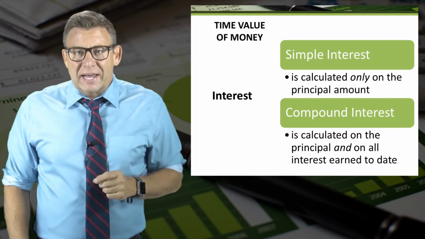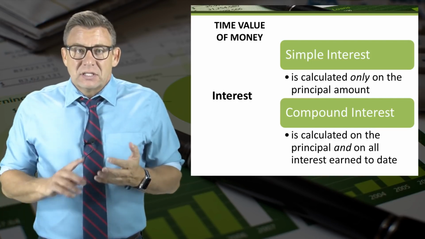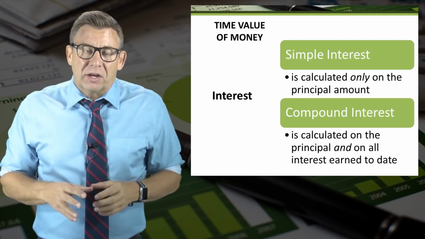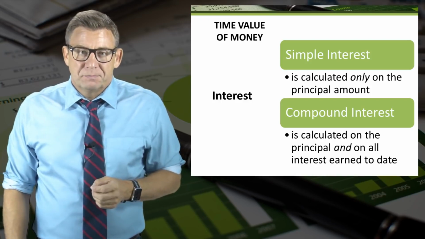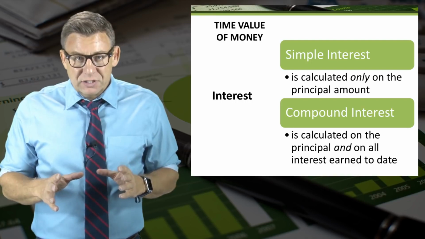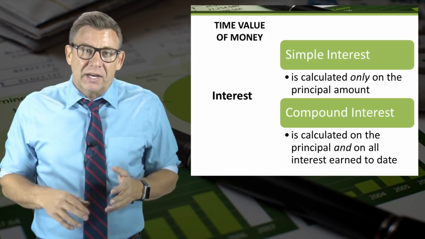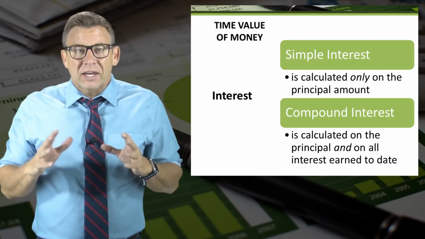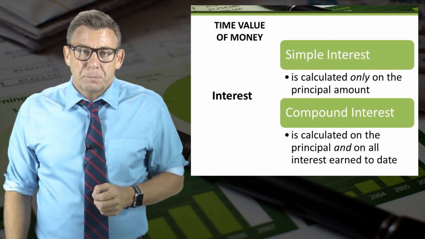Generally, there are two ways to calculate interest. Simple interest is when interest is only calculated on the principal amount. Compound interest is when interest is calculated on the principal amount and on the interest earned to date.